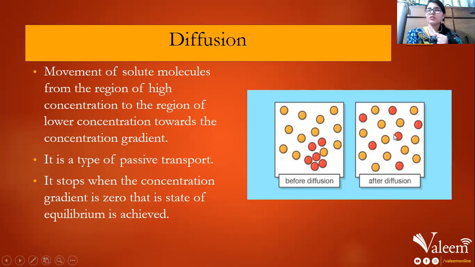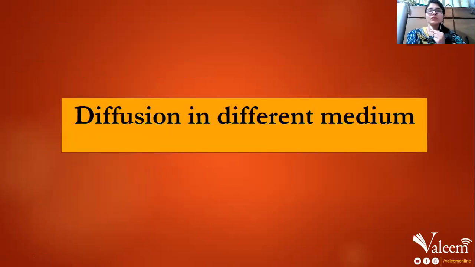So this is called diffusion. If we say it in a very simple form, what is diffusion? Diffusion is basically the spread of solute molecules from the region of higher concentration towards the region of lower concentration. Okay, so diffusion in different media. Diffusion takes place in different media.